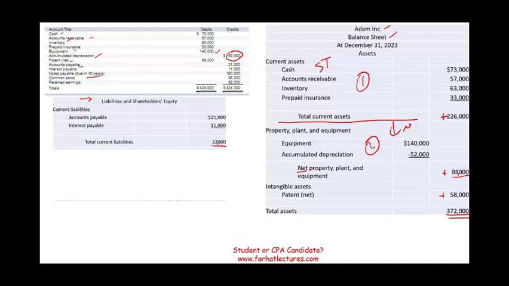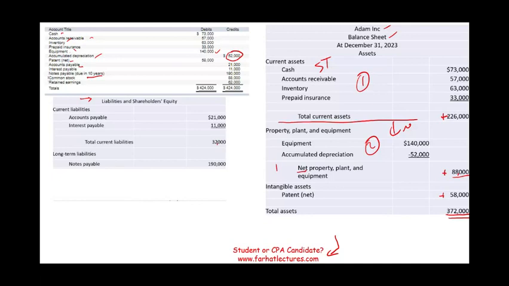So, for example, let me just take this 190,000. For example, 10,000 of it could be short-term and 180,000 long-term. So long-term could have a short-term portion and a long-term portion. But here, I'm not going to go into this discussion. If you want to learn about this, farhatlectures.com. I have a whole lesson about the classified balance sheet. So the long term is 190,000.